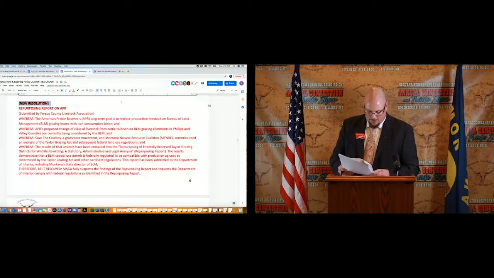The results demonstrate that a BLM special use permit is federally regulated to be compatible with production ag uses as determined by the Taylor Grazing Act and other pertinent regulations. This report has been submitted to the Department of Interior, including Montana State Director of BLM, John Melhoff. Therefore, be it resolved, MSGA fully supports the findings of the repurposing report and requests the Department of Interior comply with federal regulations as identified in the repurposing report.